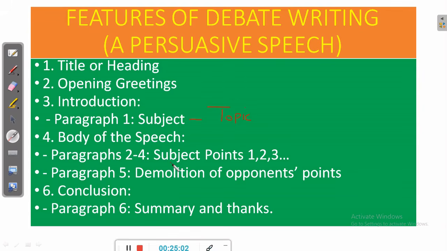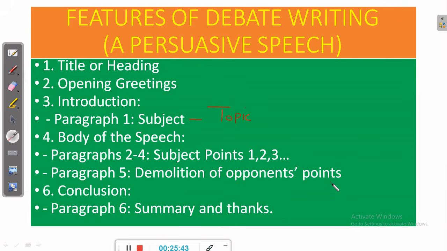It's the professional way to write, that you discuss one main point or one main idea in one paragraph. All right, so then if we have discussed 3 points in the body of the speech, then we have an additional paragraph, which is also part of the body of the speech, and we devote this paragraph to demolishing the opponent's points. In the course of an argument, you've listened to the points raised by the opposition, and then you devote a particular paragraph to demolishing them.